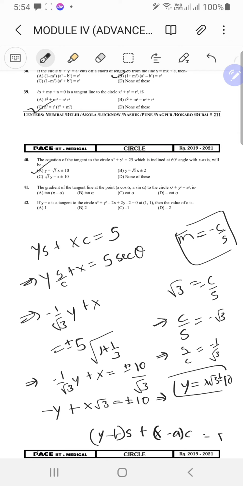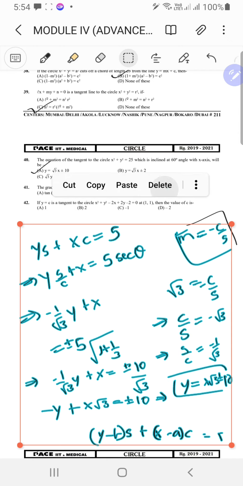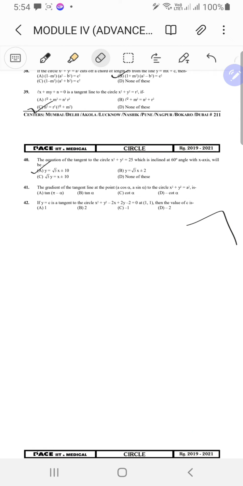Okay, nice. Let's move on. The gradient, I don't know what is meant by the gradient. The gradient of the tangent line. Do you mean dy by dx? Okay, fine, it's the slope of the line at the point (a cosine alpha, a sine alpha) to the circle x squared plus y squared equal to a squared. It's no big deal. We just found it out.